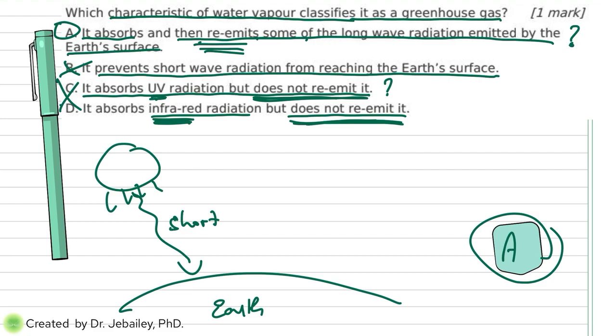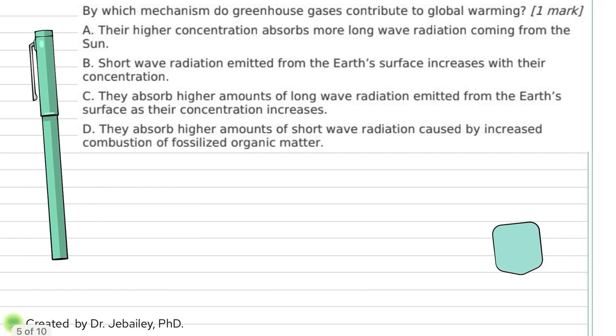Because it does remit in the end. So moving on to the next. Here it says, which mechanism do greenhouse gases contribute to global warming? So what about the greenhouses? What do they do in order to cause the global warming?